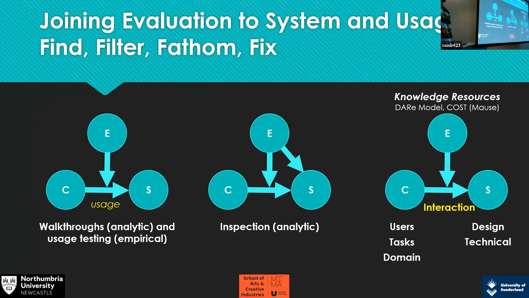Darren's work was looking at walkthroughs. And here the connections start getting interesting: usage is a relationship between context and system. Or that's one way of thinking about it. If you specify a task, you specify an activity, you've got turn-taking between the user and the system. And what you're evaluating isn't the context or the system, you're evaluating the relationship between them. That's walkthroughs and user testing.